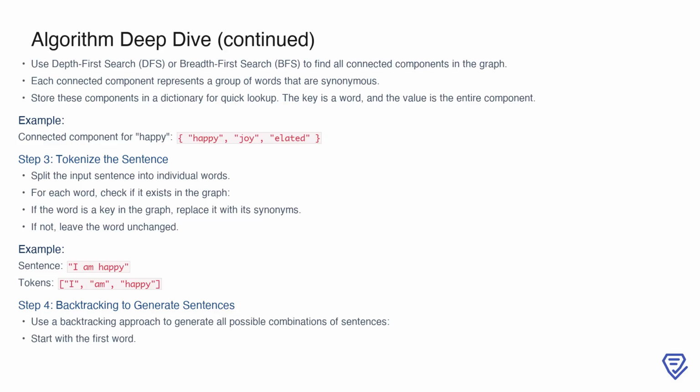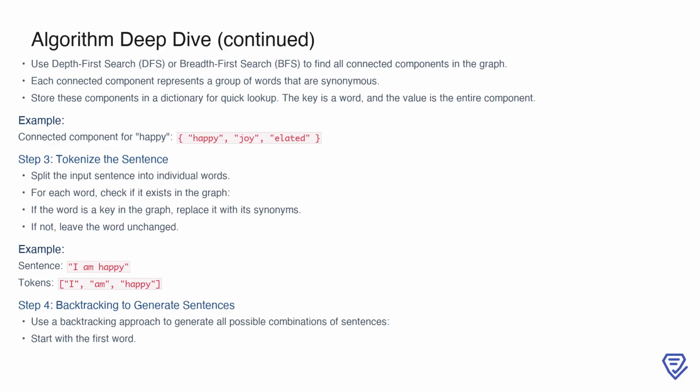Each connected component is stored in a dictionary, where the key is a word and the value is the entire set of words in its component. For example, if we start with the word happy, its connected component would be happy, joy, elated. Once we have the connected components, the next step is to process the input sentence. We split the sentence into individual words and check if each word exists in the graph. If a word is found in the graph, we can replace it with any word from its connected component. If it's not found, the word remains unchanged.